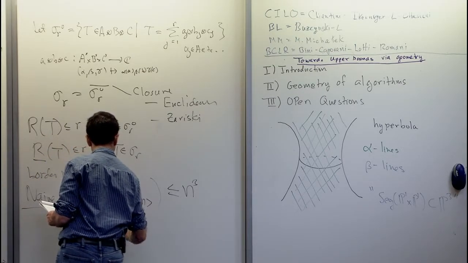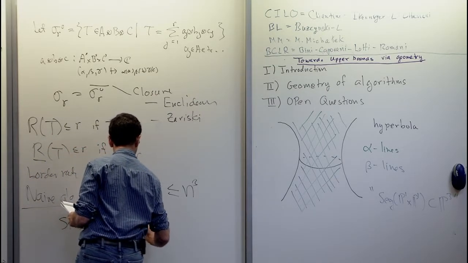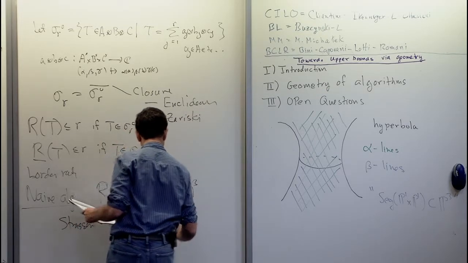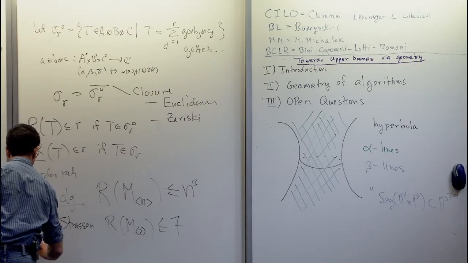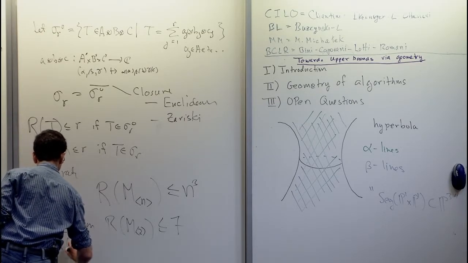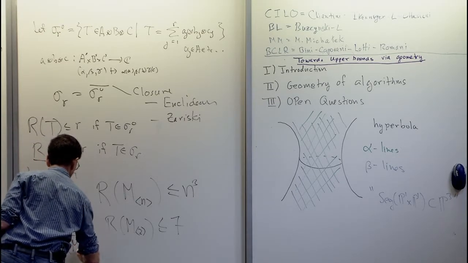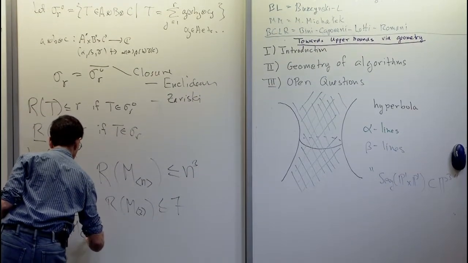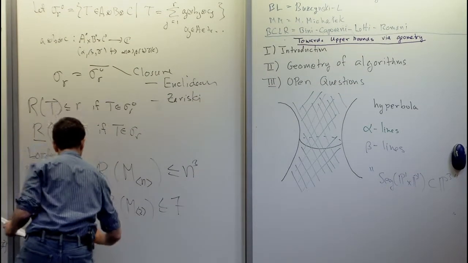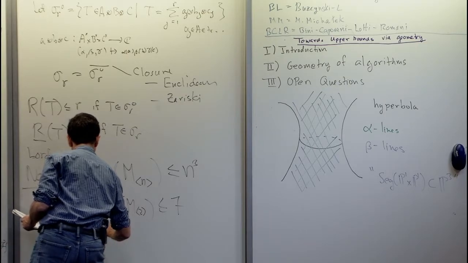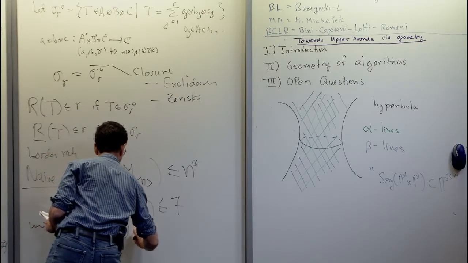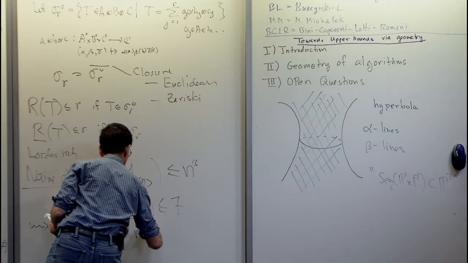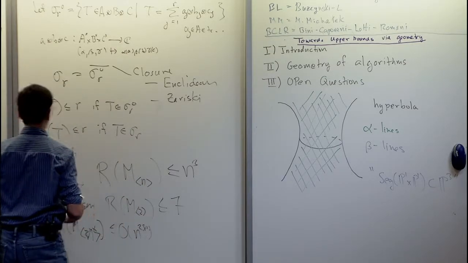He showed that the rank of M2 is at most 7, and that implies that the rank of M, well, let me be a little bit more precise, 2 to the k, well, no, let's just say M_n, is at most order of n to the 2.81 or whatever. Let me give a proof of that.